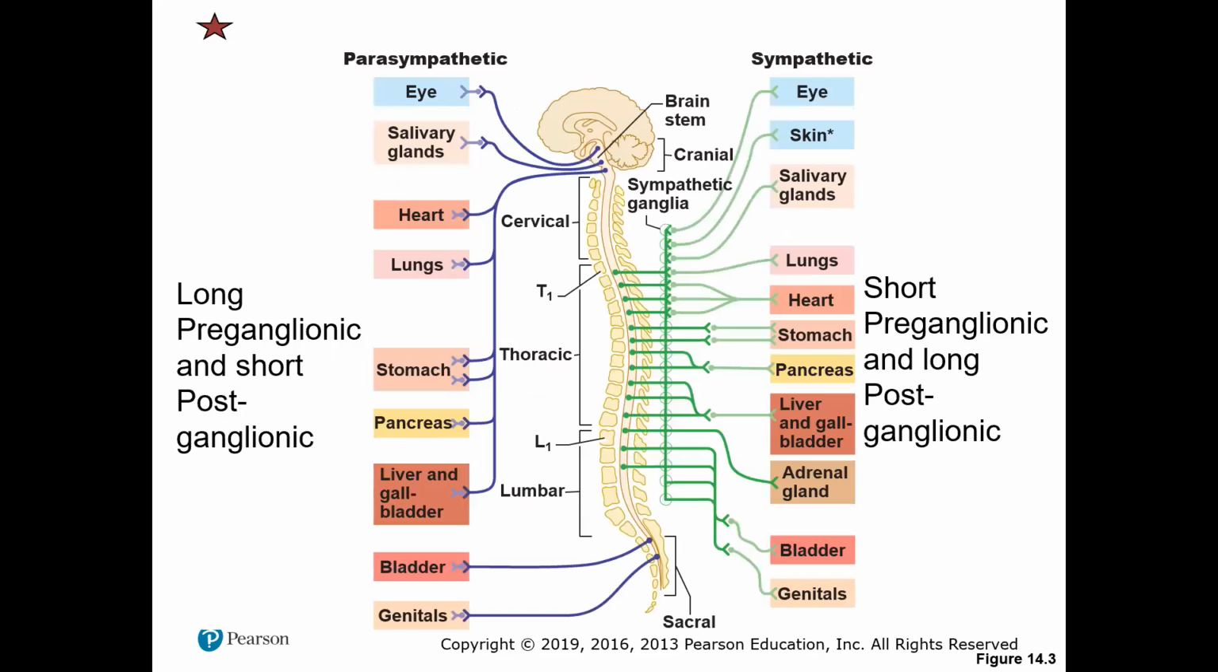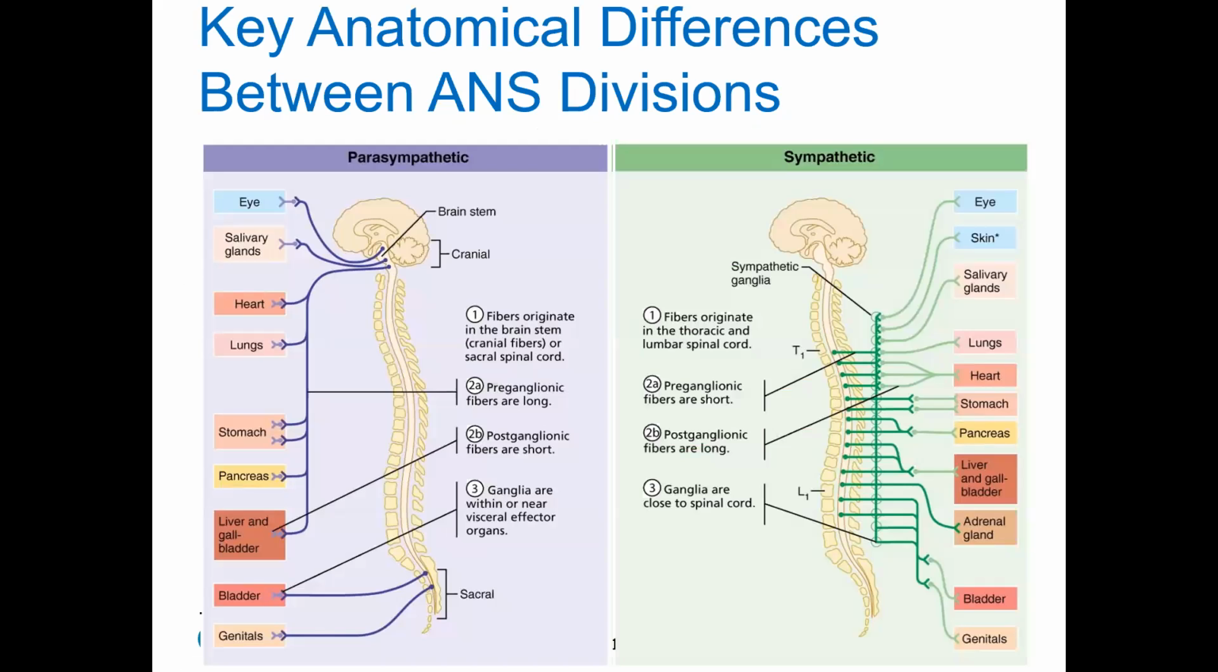So it looks like this. Here's your parasympathetic with its long preganglionic. There's the cell body, and a very short postganglionic neuron all along in here. Over here, just the opposite. The sympathetic preganglionic neuron is short. The cell bodies are close to the spinal cord, and they have very long postganglionic neurons. And this is a good little slide, if the other slide's too busy, showing you where everything is.